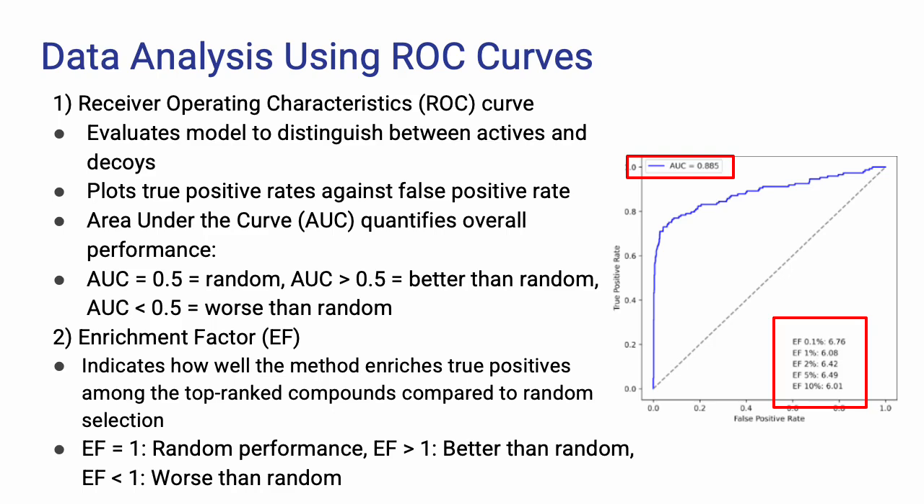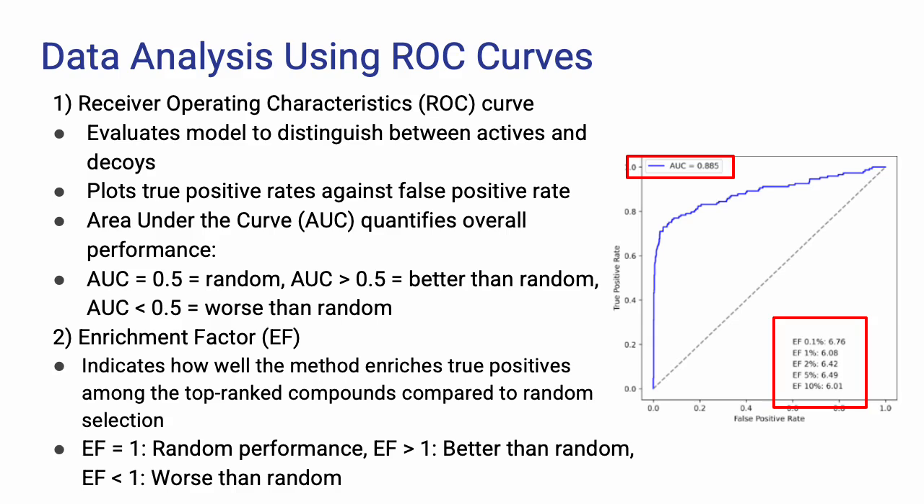To evaluate performance, we used two metrics: receiver operating characteristic curves and enrichment factor values. Active and decoy datasets were obtained from the database of useful decoys enhanced, or DUD-E. Active compounds are true binders to the target, while decoys are structurally similar compounds that lack binding activity.